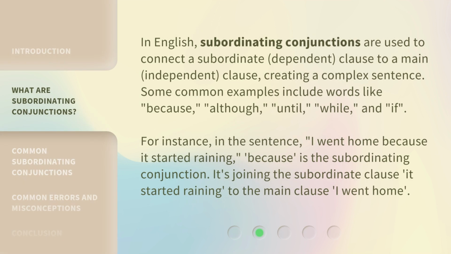In English, subordinating conjunctions are used to connect a subordinate, dependent clause to a main, independent clause, creating a complex sentence. Some common examples include words like because, although, until, while, and if. For instance, in the sentence, I went home because it started raining, because is the subordinating conjunction. It's joining the subordinate clause, it started raining, to the main clause, I went home.